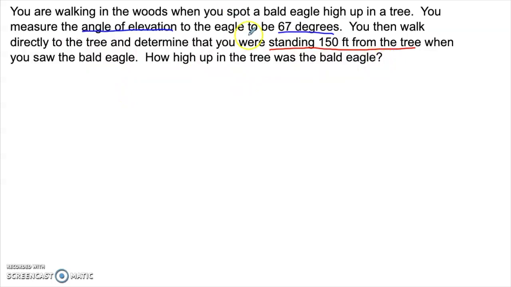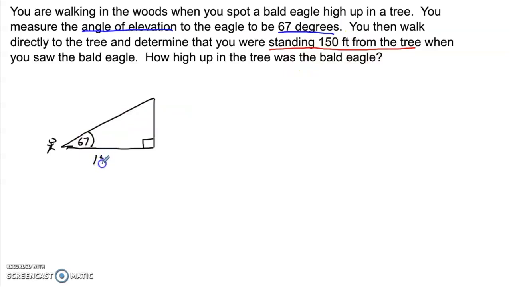So clearly we need a picture here. There are two kinds of people in the world: the kind that will draw it like this. There's the tree, and we were over here on the ground when we looked up and saw the eagle. There's absolutely nothing wrong with that picture. We assume that trees grow perpendicular to the ground, so we can call that a right angle. The angle of elevation was 67 degrees, so if this is us over here, then this is a 67 degree angle that we're looking up at the eagle.